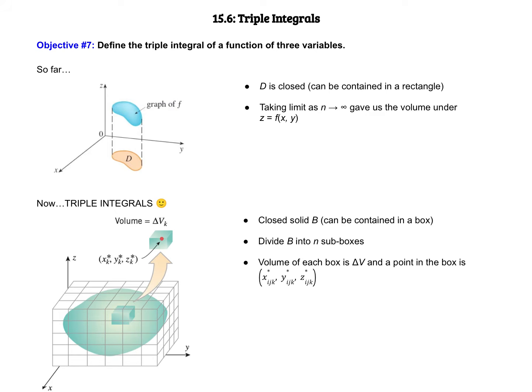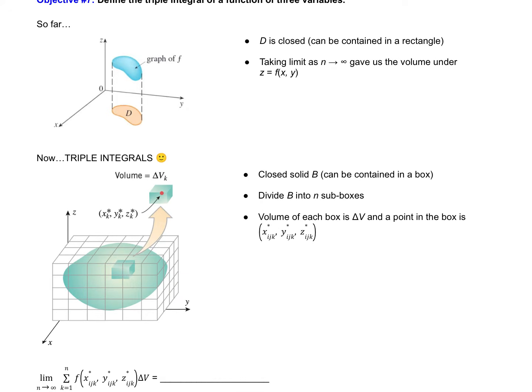So what we're going to be doing today is triple integrals. Instead of having a region in the xy plane, we're going to have a 3D region, and we're going to call that region B. That region has to be closed, which three-dimensionally means that it can be contained within a box. So we have this region, we're containing it in a 3D box, and we're going to divide it into n sub-boxes. Then we are looking for the volume of each box, that's delta V of k, and this just represents any point in the box.